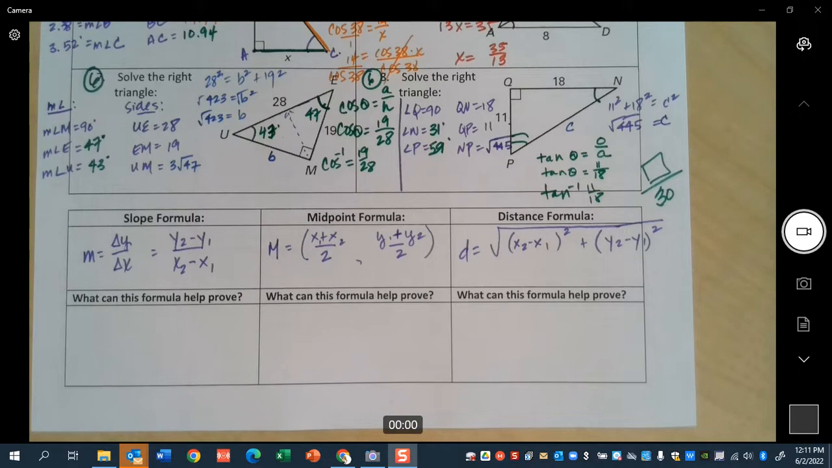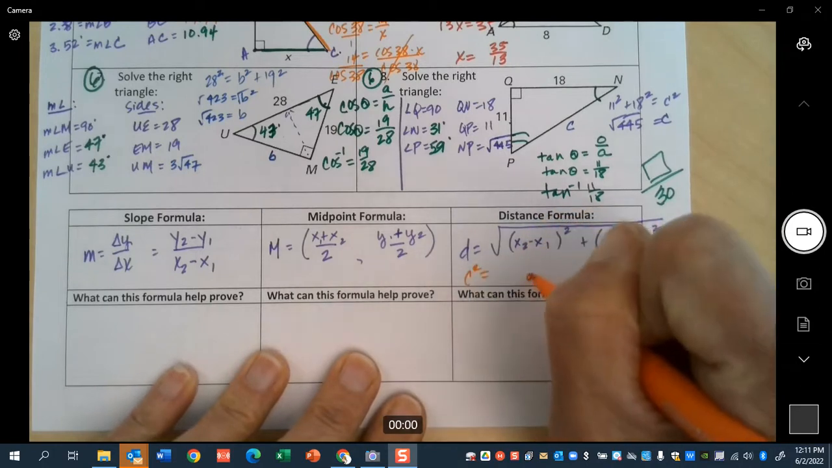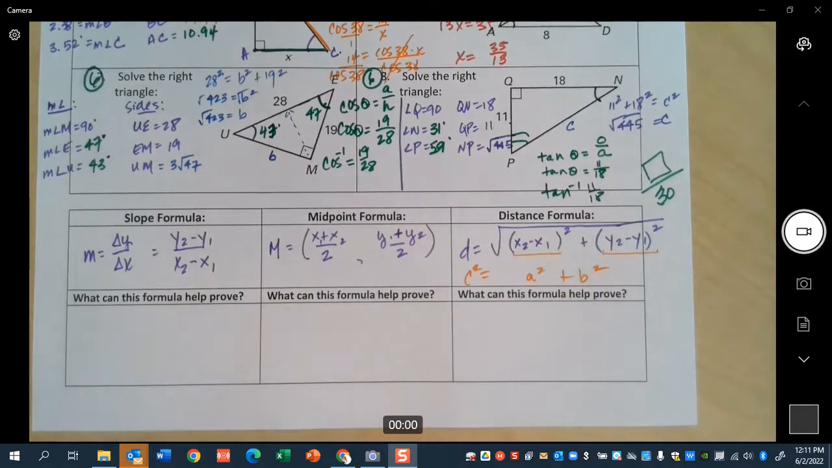Got it? Our midpoint formula is the average of the x's and the average of the y's. Our distance formula comes from Pythagoras. So we're hoping that from this one you can see c squared is equal to a squared plus b squared, where that difference between your x's and that difference between your y's is the horizontal and vertical leg of a right triangle. And that c is going to be my hypotenuse.